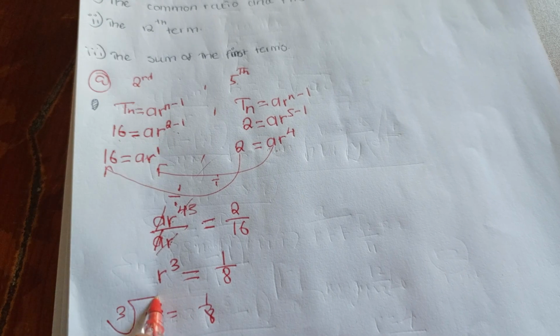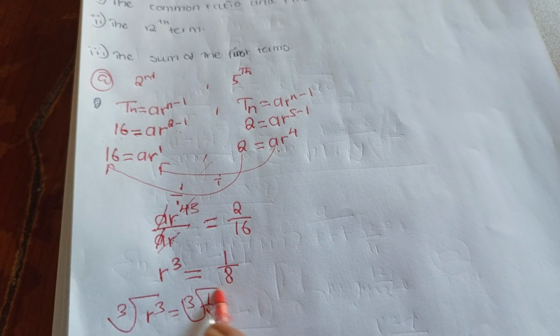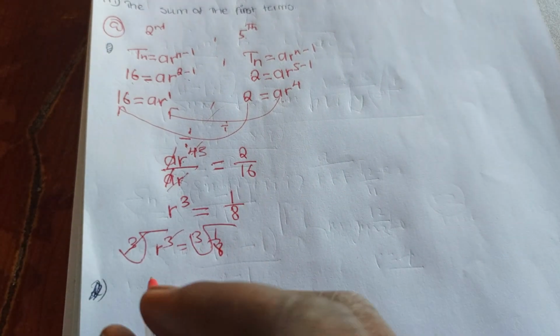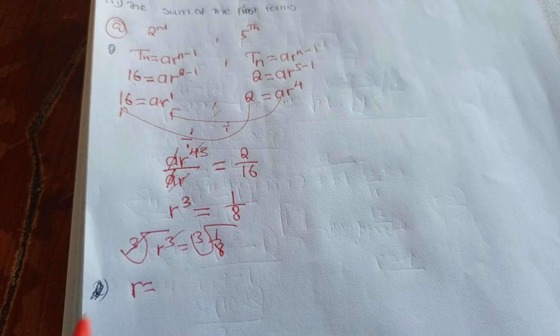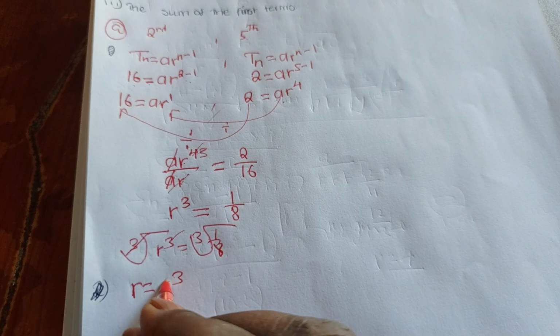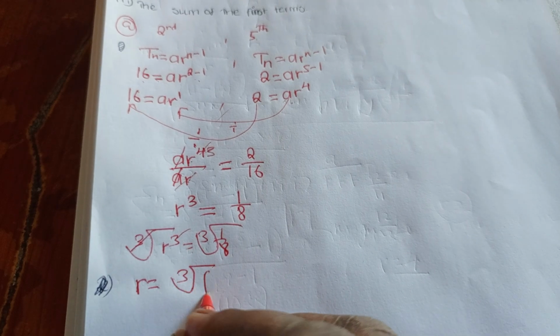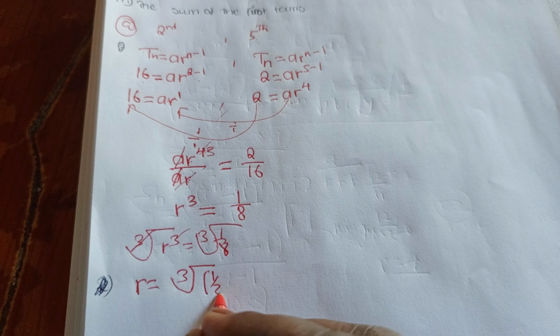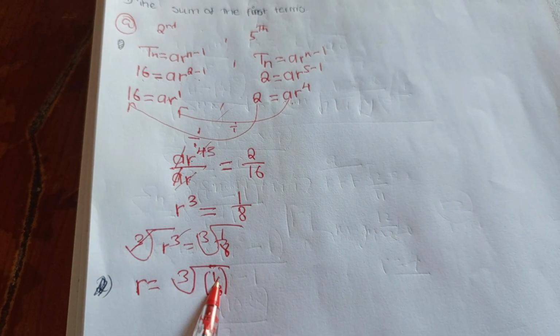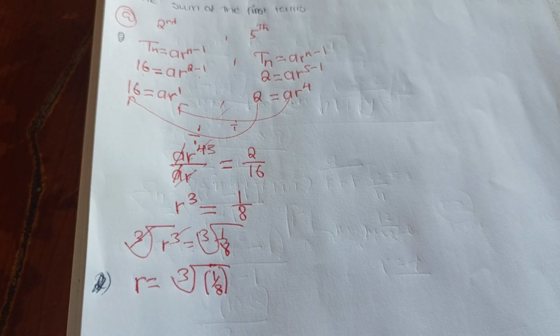like this. So this and this will cancel. So we remain with R is equal to. Now, how do you write this one? If you want to do this directly, you can say 3 cube root, open bracket, 1 over 8. If you want to do this directly on the calculator, please don't forget to put this part inside the bracket. Otherwise, when you do it directly, you get the wrong answer.